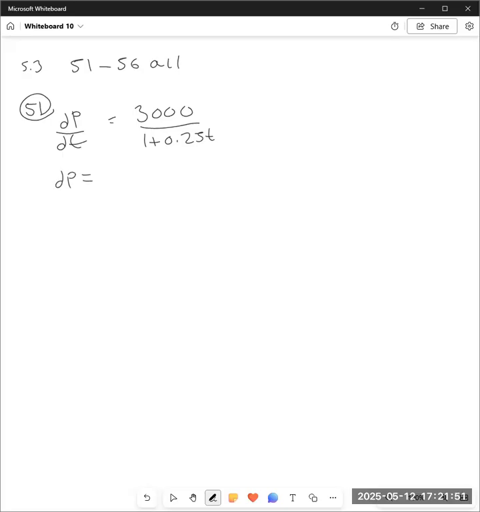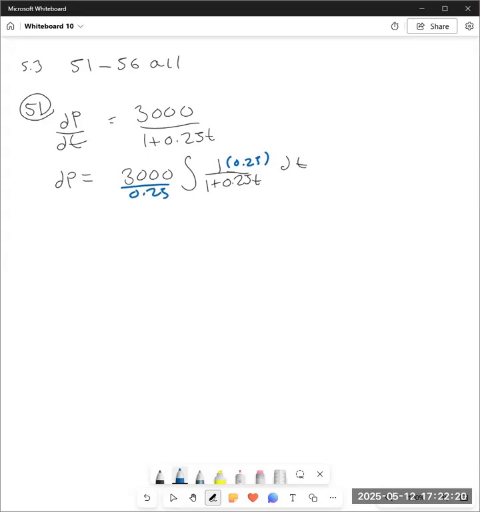dP is equal to 3,000 times the integral of 1 over 1 plus 0.25t in the denominator, dt. That 3,000 just passes through the integration symbol. I'm going to go ahead and multiply in the top by 0.25, and divide by 0.25 on the outside. That's the same as multiplying by 4, since 0.25 is the same thing as 1/4. The reciprocal of 1/4 is 4.